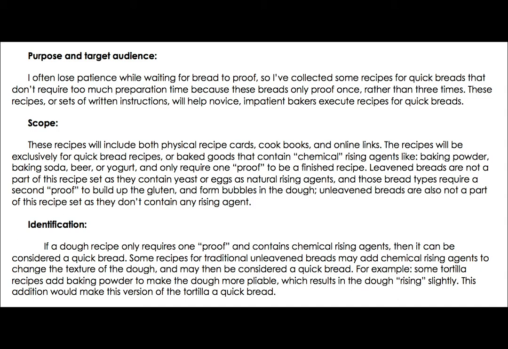Some traditional unleavened breads can add chemical rising agents to change the texture of the dough, so it'll make it a little softer and more pliable. So some tortilla recipes will add baking powder to make the dough kind of puffy and pliable. So that actually would be a version of a tortilla quick bread. So that's how you can kind of identify how to find a quick bread recipe.